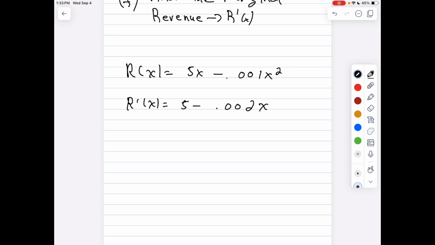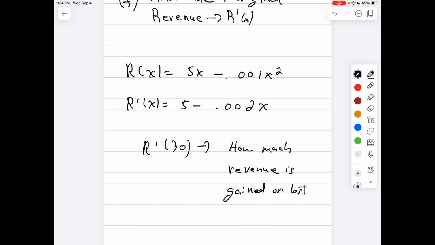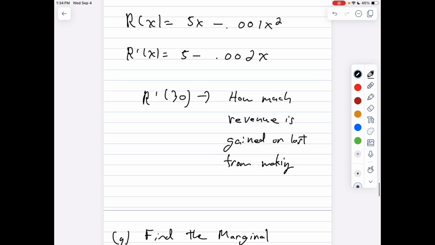Just to go into that a little further, if you produce, let's say, 30 items of something, if you plugged in R prime of 30 into your derivative here for R, the marginal revenue, this tells you how much revenue is gained or lost from making 31 items, whatever you're producing, that's what that means.